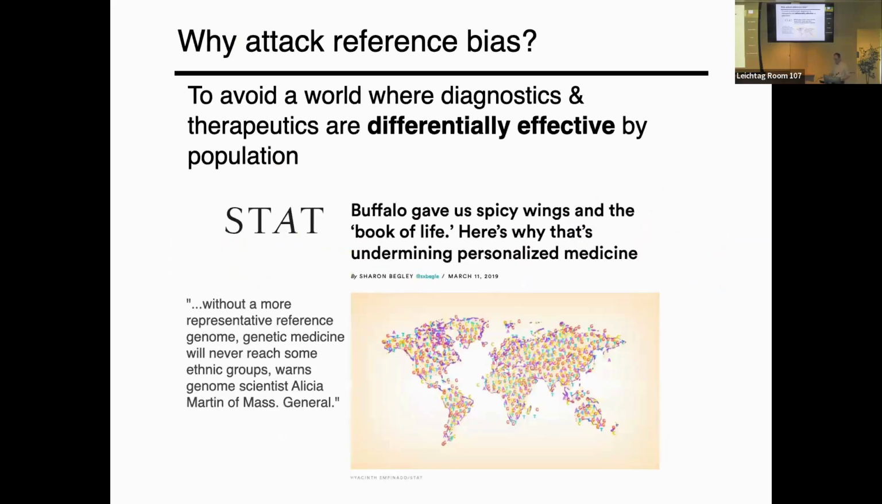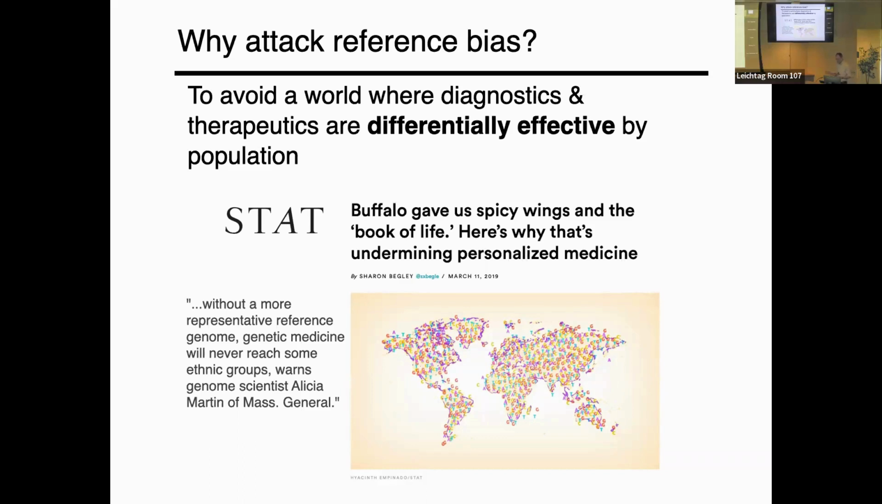So we should attack reference bias because we want to avoid living in a world where the sequencing-based diagnostics and therapeutics that we develop are differentially effective depending on whether the person we're studying happens to have alleles that match the reference genome or not in crucial places. And this is not just something bioinformaticians worry about, although it has been a longstanding problem that we have worried about. It's even cropped up in other places in the press, for example, this STAT article, which is very specifically about the reference bias problem.